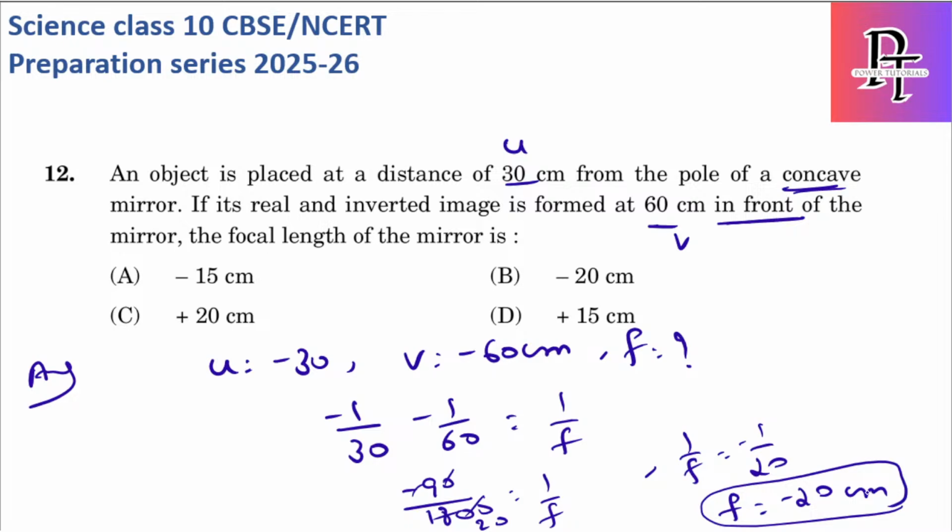So the focal length is negative. Why? Because for a concave mirror the focus is always negative, because if you remember our ray diagram, this is the focus of the concave mirror, hence this value is always negative, whereas for convex the focus is positive. So in this question the focal length they are asking, which is -20, is the right answer. Don't go with +20 because that will happen for a convex mirror, not for concave. Okay, let's move to the next question.